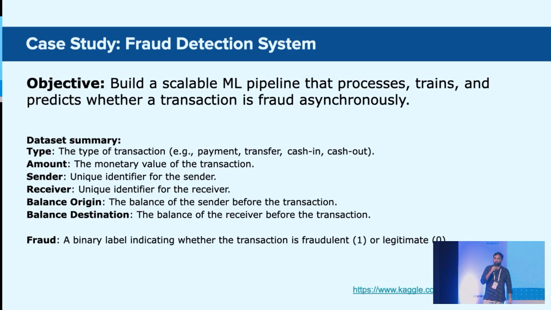So here we have a simple case study for a fraud detection system. We will be building a machine learning pipeline that will be fetching, processing, and training chunks of a large data set simultaneously. The data set involves some transactions. So you have the destination balance, the old balance, and the name of the client. And obviously the test data set has a binary label, 1 being fraudulent and 0 being legitimate.